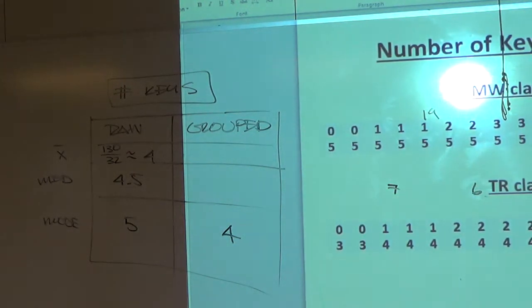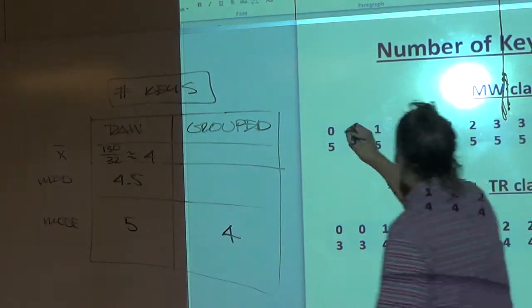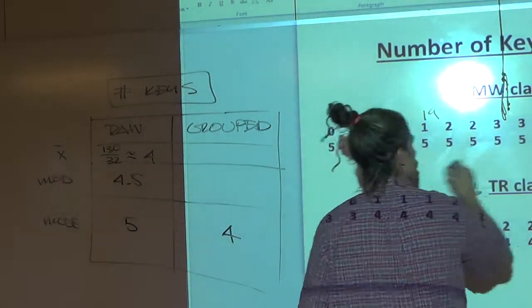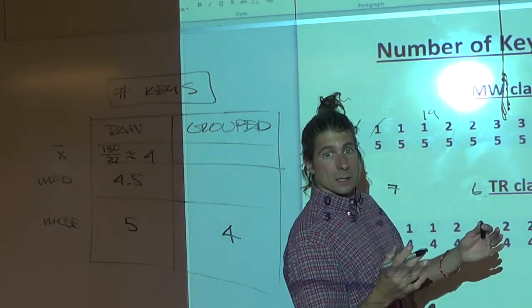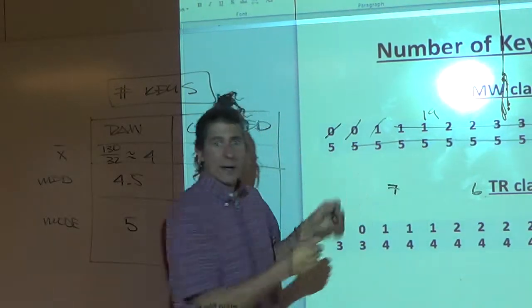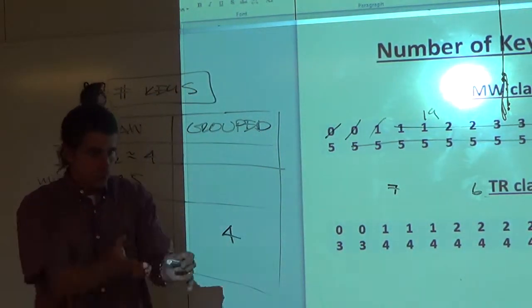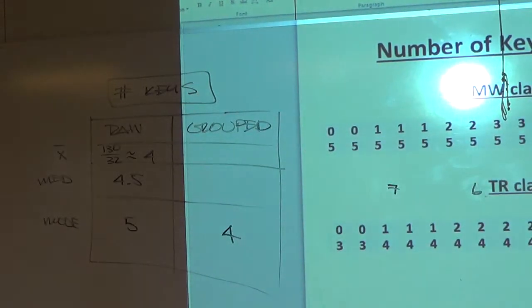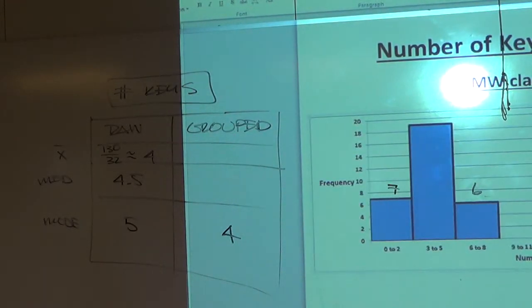One way to find the median, I don't know if we did this in class, is to cross, cross, cross, cross, cross, and keep doing that until only 2 numbers are left. And the 2 numbers are going to be that 4 and that 5. And halfway between those is going to be your median. Well, you can totally do that with this, right?